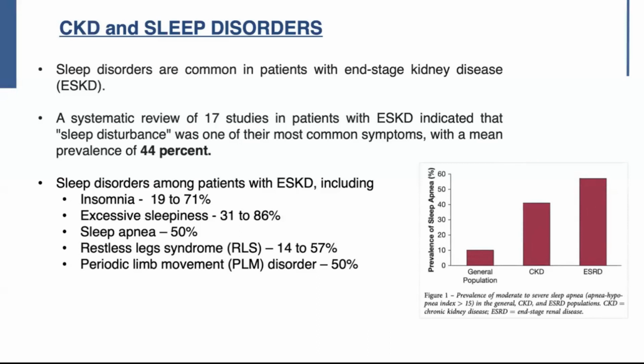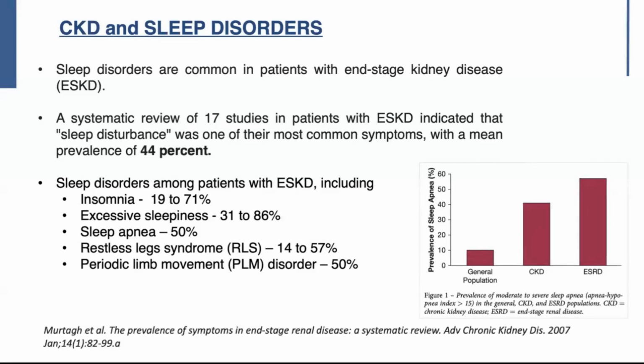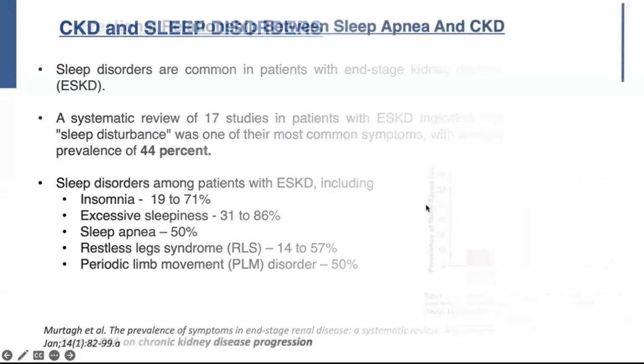And in one of the systematic reviews, it was found that as compared to the prevalence of sleep apnea of around 10 to 15% in the general population, the prevalence can be as high as 40 to 45% in CKD patients, and around 55 to 61% in the patients with end-stage renal disease. So it impresses upon the fact that all the end-stage renal disease as well as CKD patients should be screened for common sleep disorders.